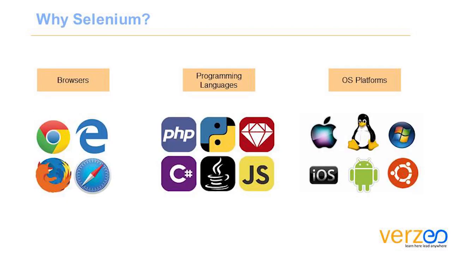So why do you need Selenium? It supports multiple browsers. You can execute the test case in any of these browsers. And also the test scripts can be written in different programming languages like Java, Python, C#, etc. And it can be run across multiple operating systems like Mac, iOS, Android, Windows, etc. And that's what makes this tool the most widely used one, because it supports all the different types of browsers, various programming languages and the operating system platforms as well.